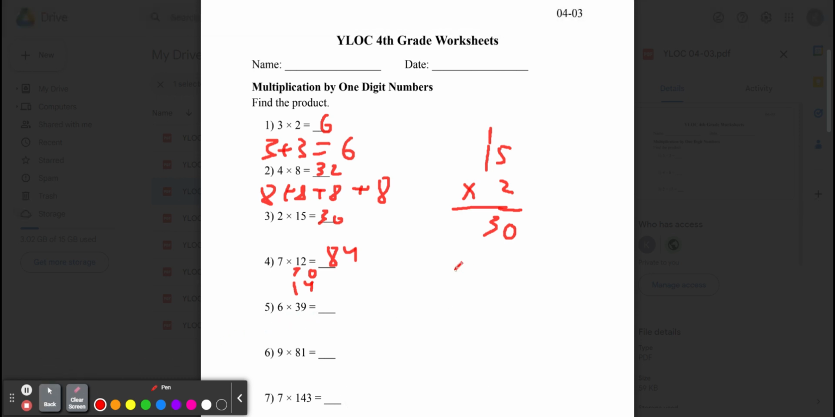6 times 39. I'll do it again this way. 39 times 6. 6 times 9 is 54. We'll carry the 50. 6 times 3 is 18. 18 plus 5 is 23. We'll carry the 20. And we'll get 234.